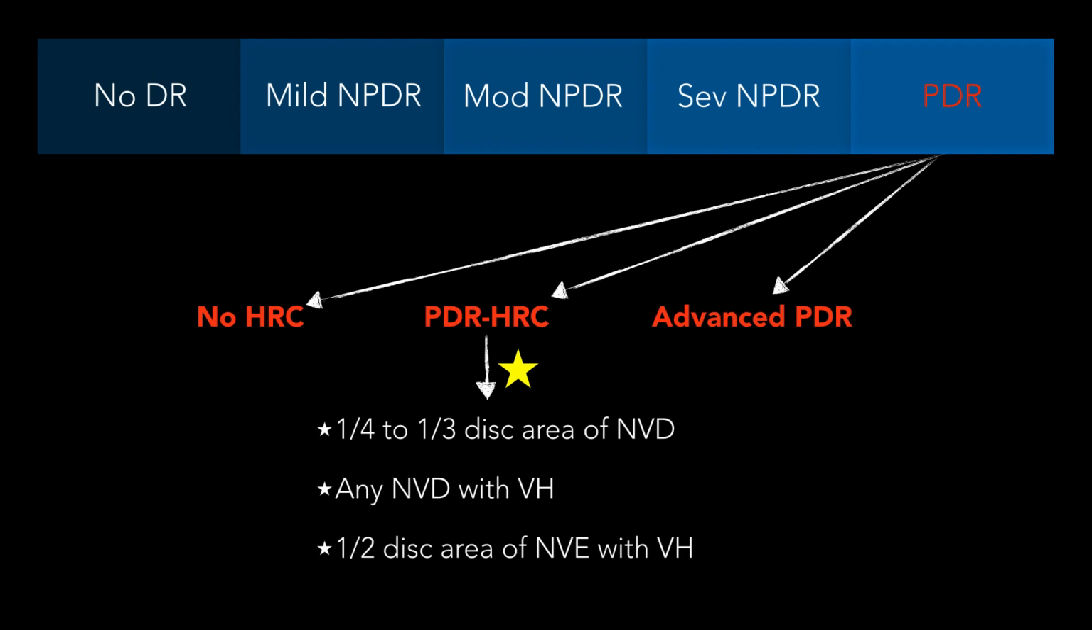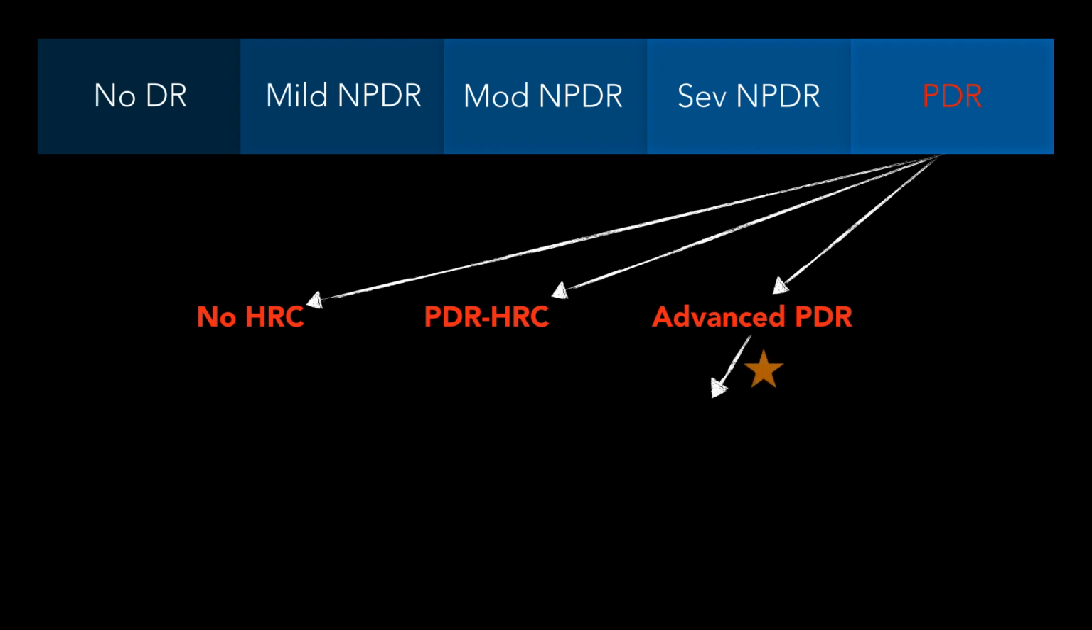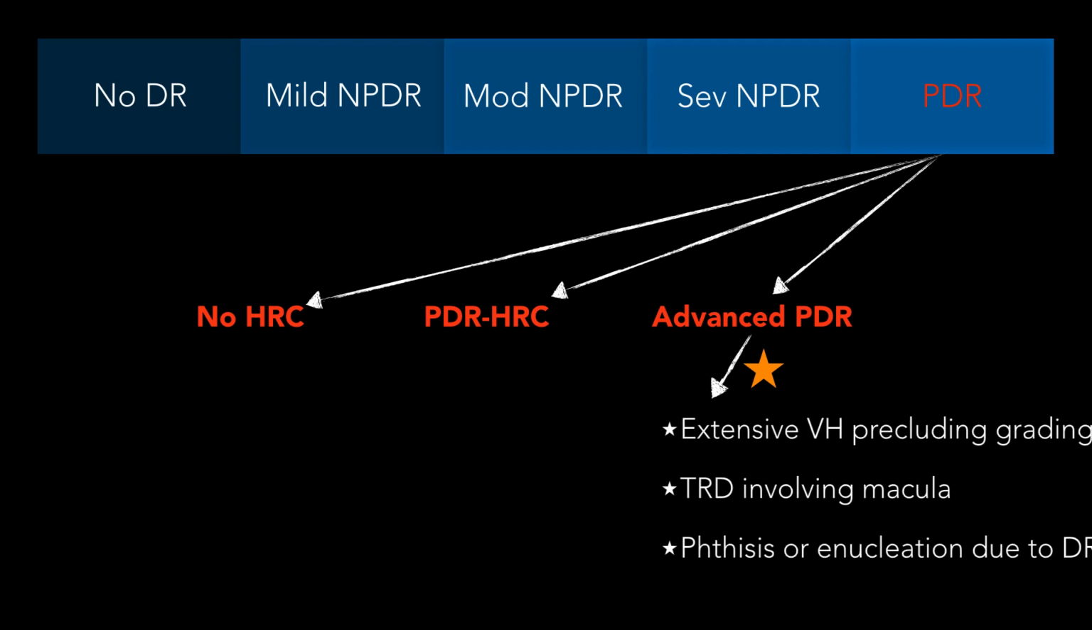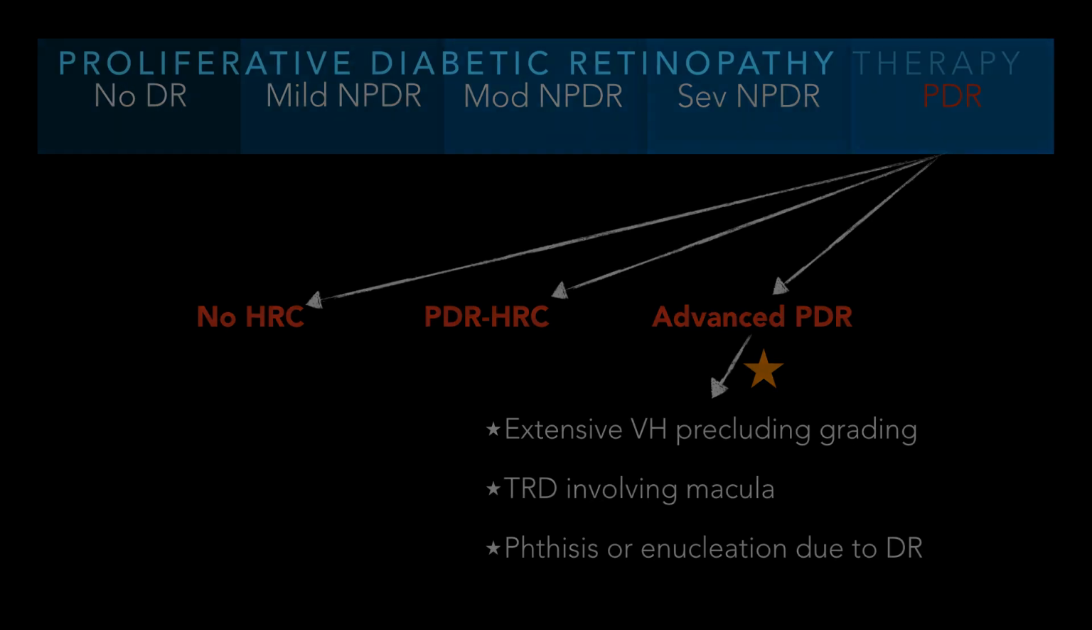Okay, there you go. And then advanced PDR, anybody know what these are? I asked this question of a retina attending when I was a resident. He didn't even think advanced PDR was a category. It's an antiquated category. So if you have phthisis or enucleation due to bad diabetes, if you have vitreous hemorrhage precluding the grade or being able to see it, if you have a really bad TRD involving the macula. Okay, moving along. We have so much to cover.